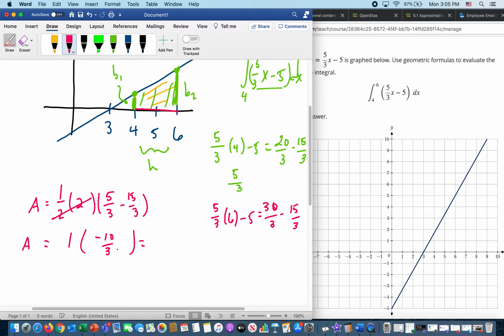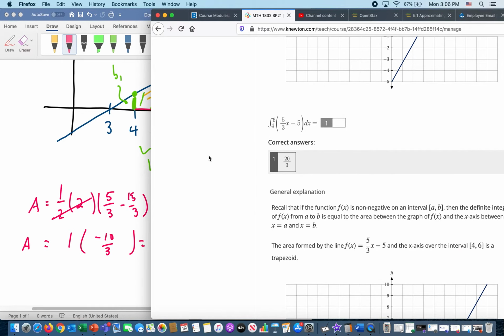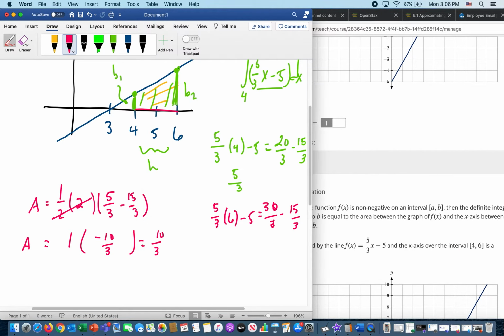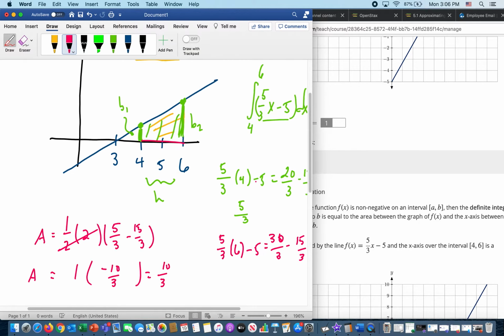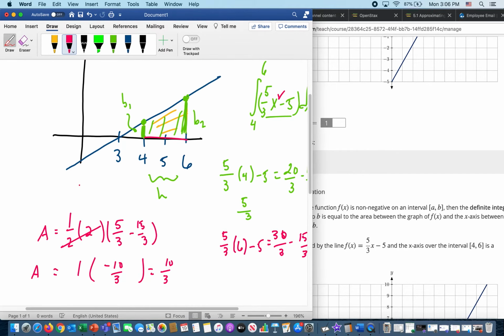So it looks like the area is going to equal 10/3. Again, area is just positive. Did I mess up somewhere here? You know what, I did mess up because my formula says to add, so you guys please forgive me. I had minus on the brain because of this. The area formula for a trapezoid has a plus sign right here. So you guys pardon me.